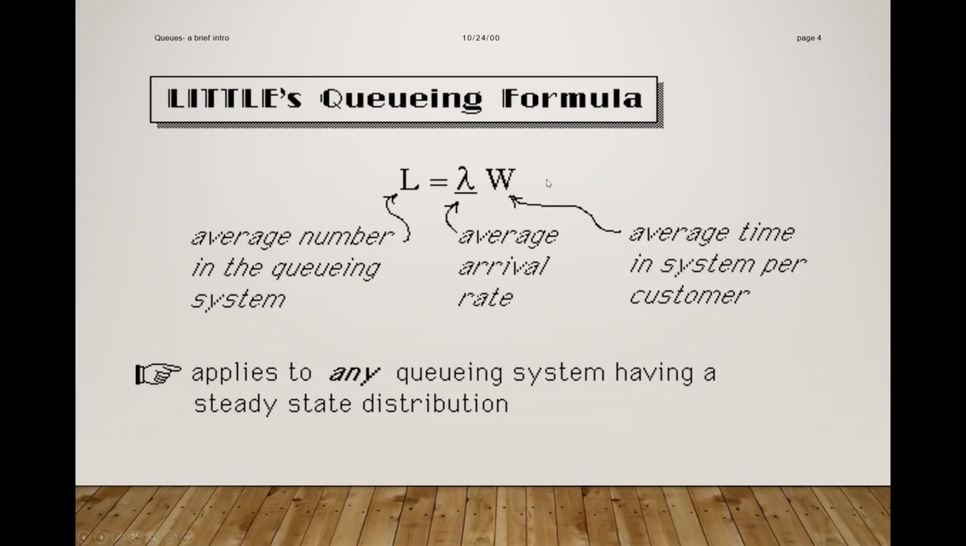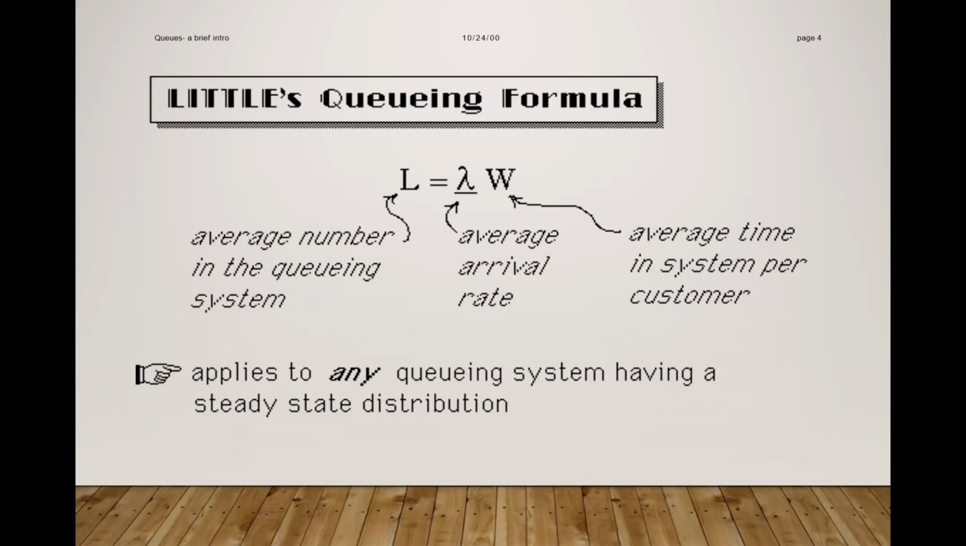And W, unlike L, which refers to a number, is actually time. So when we say time, we talk about duration. So it's the average time in system per customer. This answers the question: if I'm going to Save More, how much time am I going to spend in the queuing system? How much time do I wait in the queue, and how much time am I being served? So you total the time, that is the time in the system.